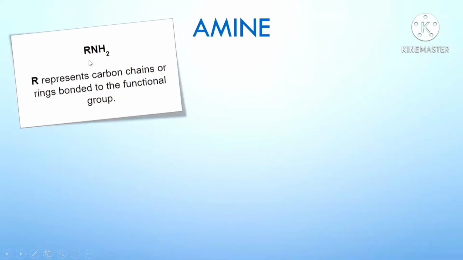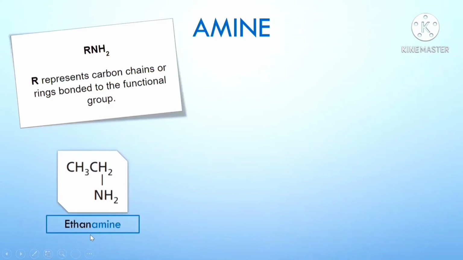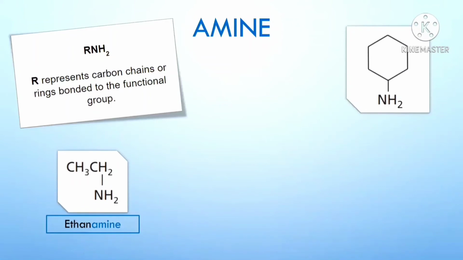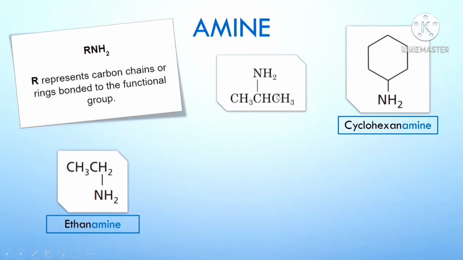The general formula for an amine is RNH2, where R represents carbon chains or rings bonded to the functional group. For this molecule, it has 2 carbons, so it's called ethanamine. For this molecule, we have a cyclohexane, so the name would be cyclohexanamine. Here we have a 3-carbon parent chain, so from propane, this becomes propanamine.